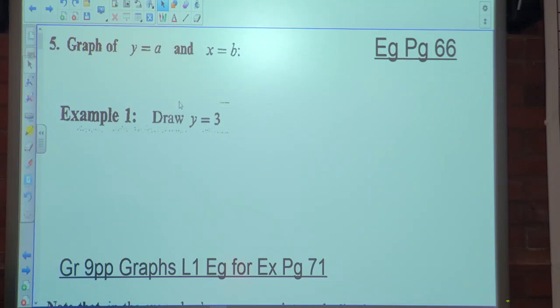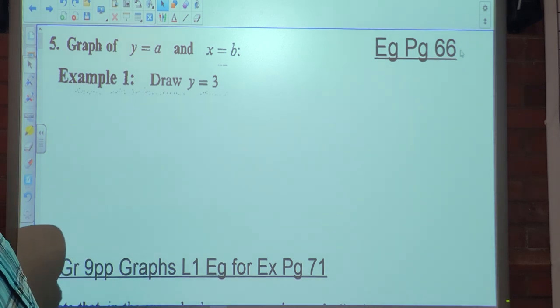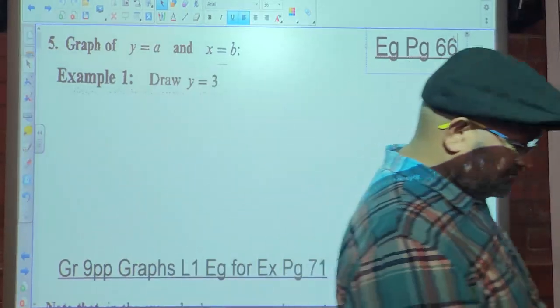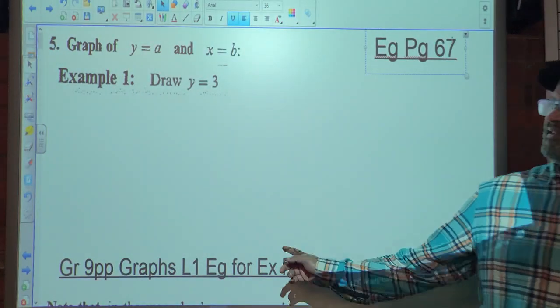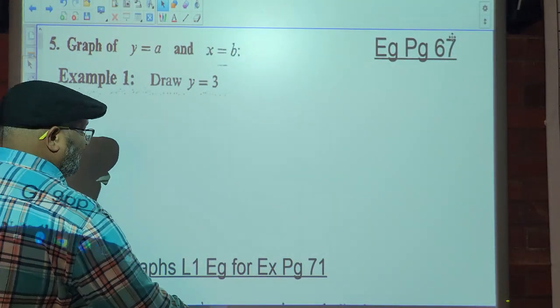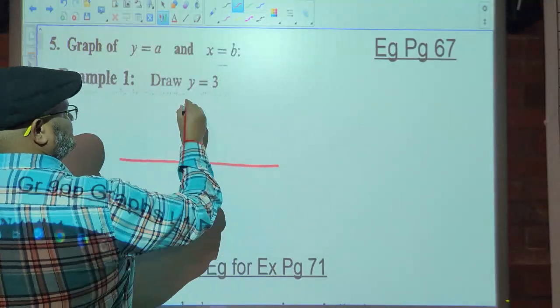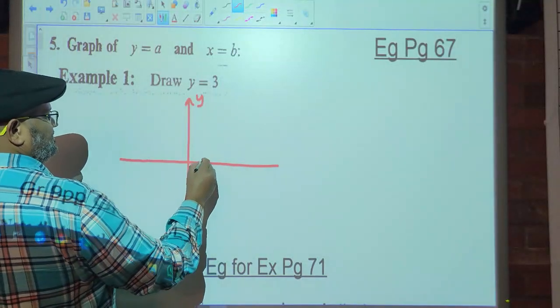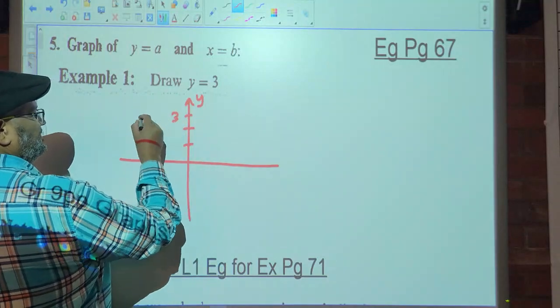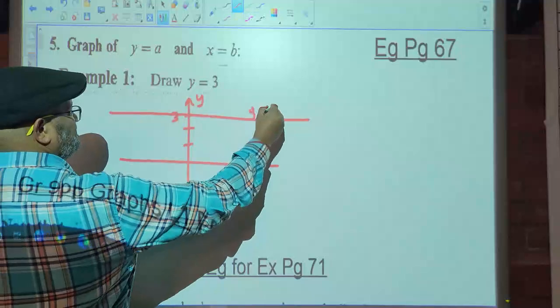So now we're going to look at the graph of y equal to a and x equal to b. The question says, you're on page 67 now. Y is equal to a and x equal to b. So y is equal to 3, and I draw here saying that is 1, 2, 3. I draw this line going through like that. Okay, so that is the y is equal to 3 line.